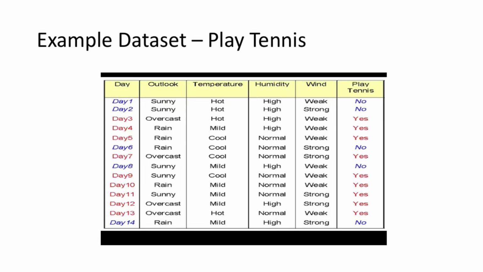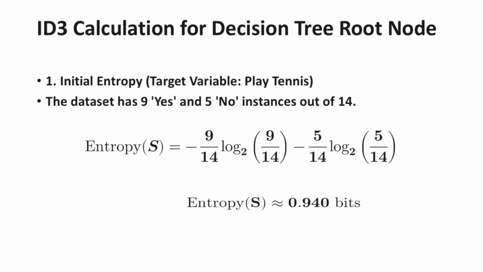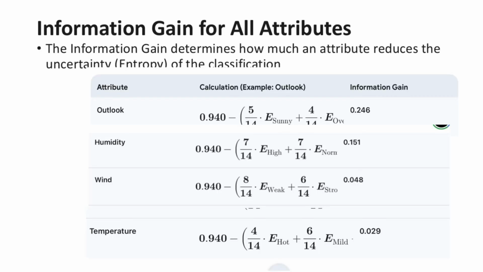Here, this dataset is used to predict if play tennis is yes or no based on 4 weather attributes. Look through it. Here is the ID3 calculation for the root node. The initial entropy: the dataset has 9 yes and 5 no instances out of 14. By calculating entropy, we get 0.940 bits. The information gain determines how much an attribute reduces the uncertainty of classification.